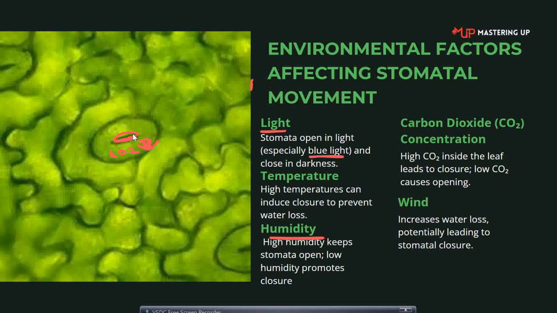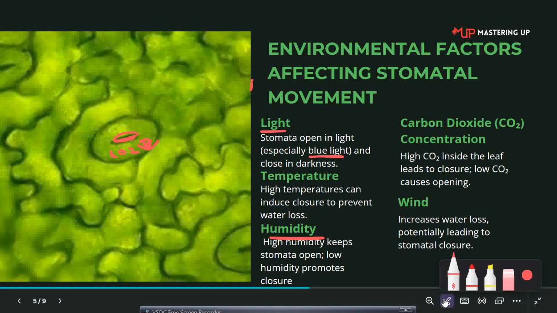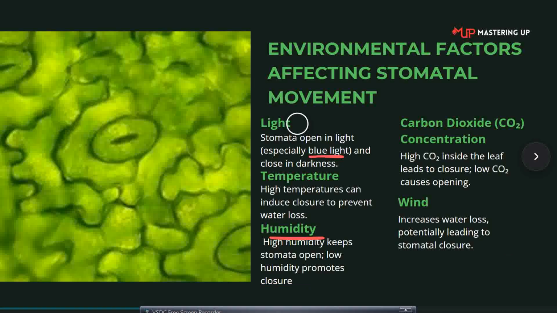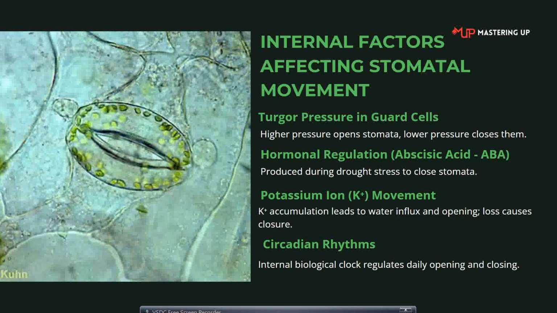Now the case of wind. When wind happens, the water loss may increase and potentially lead to stomatal closure. So wind causes the stomata to close. Now those were the environmental or external factors that affect the stomatal movement. Next we will be discussing the internal factors that affect the movement of stomata.